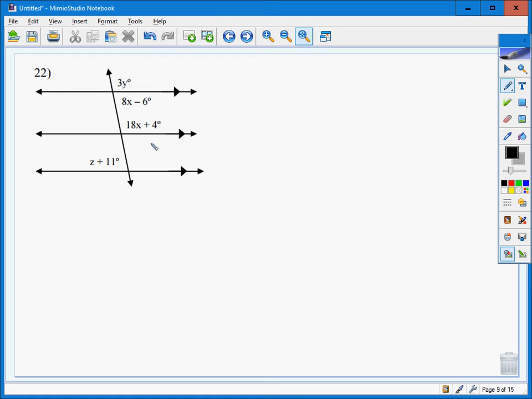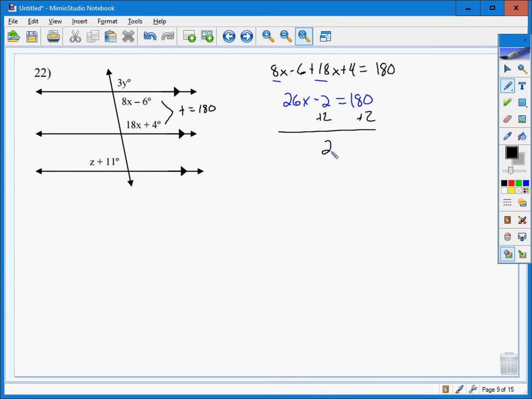Again, looking for where I only have to deal with either an x, a y, or a z. I can see that these are same side interior angles. These should add up to equal 180 degrees. 8x minus 6 plus 18x plus 4 equals 180. Combining like terms, 26x minus 2 equals 180. Add 2 to both sides. 26x equals 182. And divide both sides by 26.